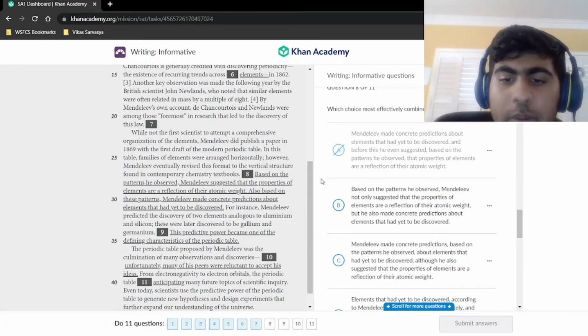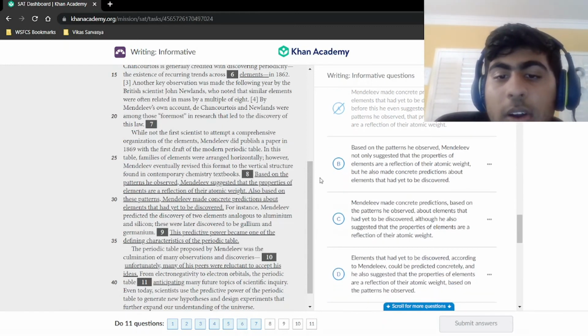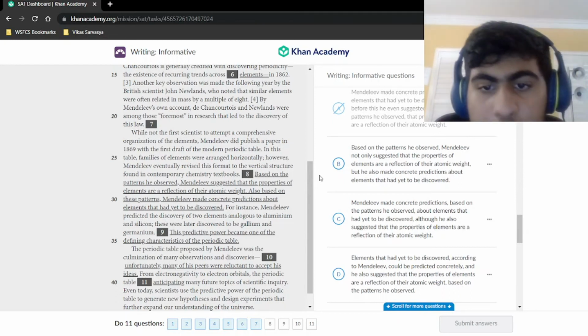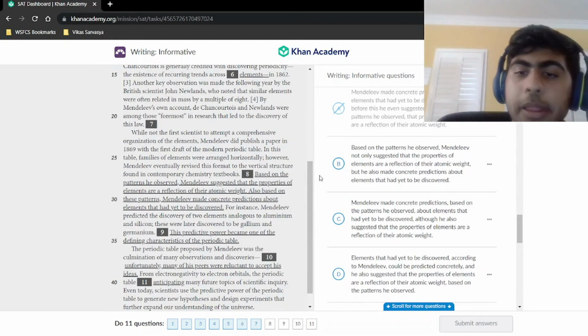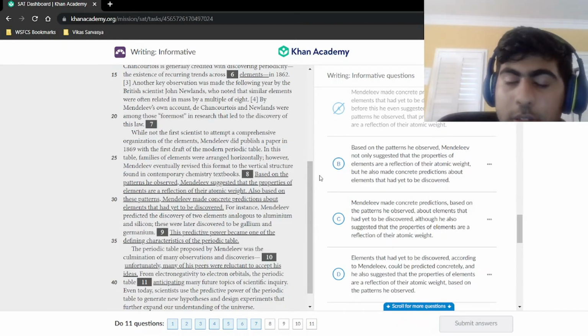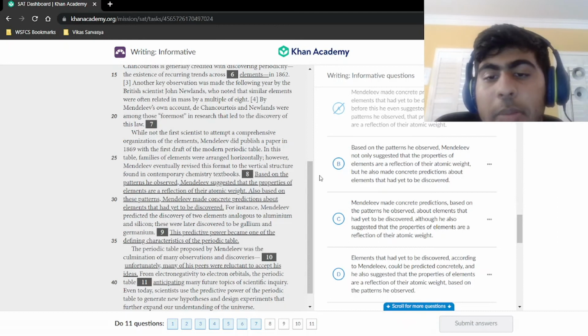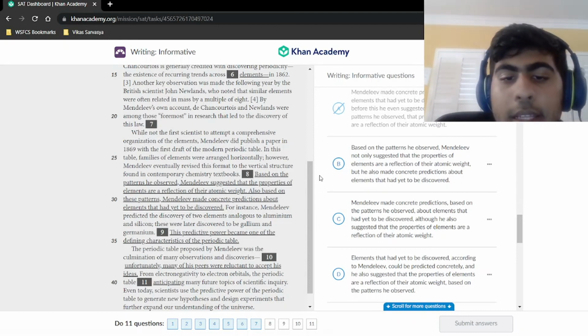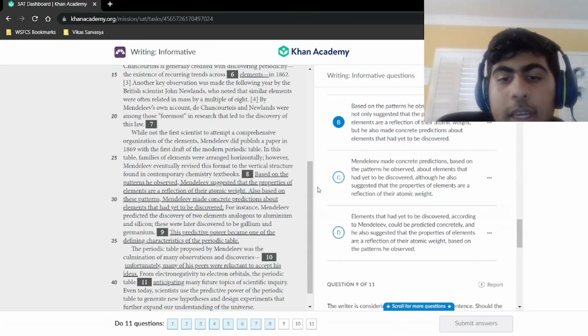All right, let's look at the next one. Based on the patterns he observed, Mendeleev not only suggested that the properties of elements are a reflection of their atomic weight, but he also made concrete predictions about elements that had yet to be discovered. So this says cause and two effects. That's a clean part, right? There's no doubling back. There's no adding clauses somewhere. Based on the patterns he observed, he suggested this, and he also made that. Right? That seems to be extremely clear. Let's pick that answer. Let's look at our other answer choices just in case.